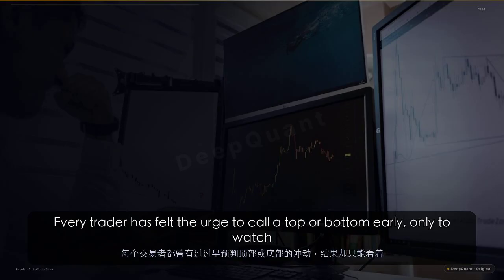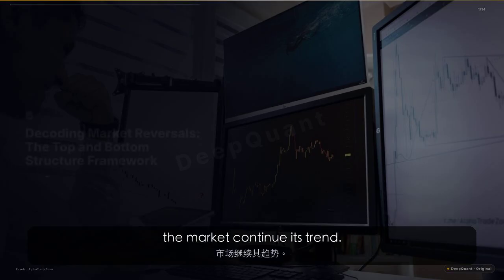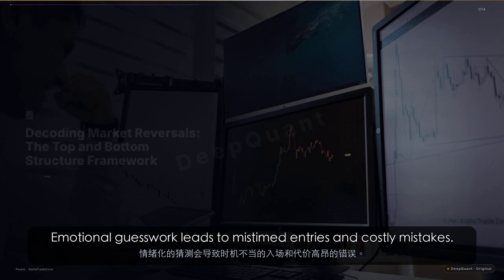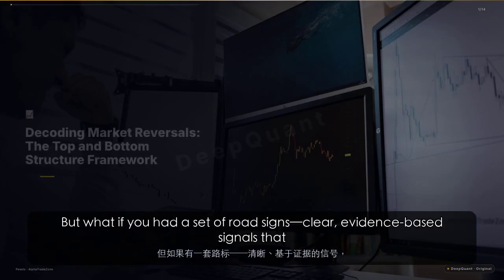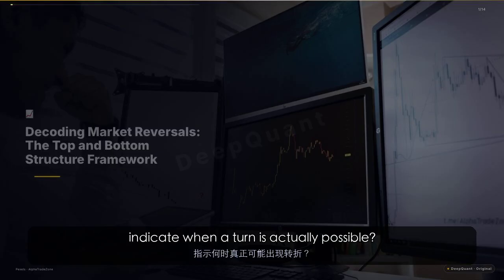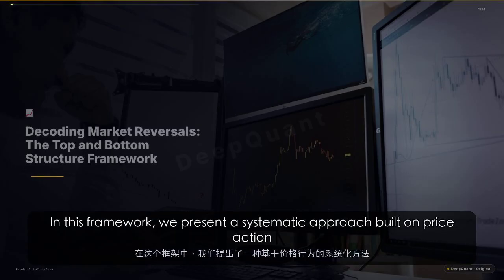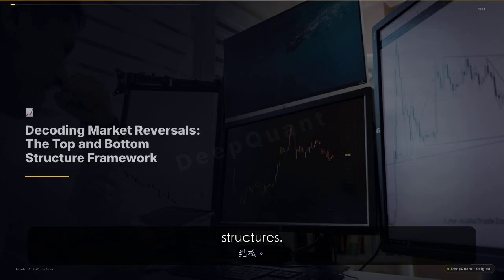Every trader has felt the urge to call a top or bottom early, only to watch the market continue its trend. Emotional guesswork leads to mistimed entries and costly mistakes. But what if you had a set of road signs, clear, evidence-based signals that indicate when a turn is actually possible? In this framework, we present a systematic approach built on price action structures.